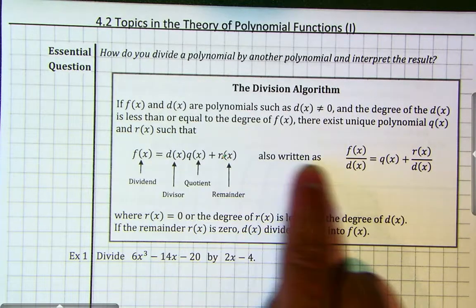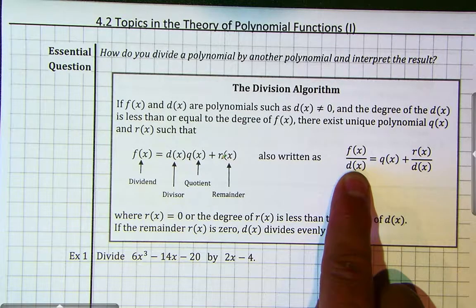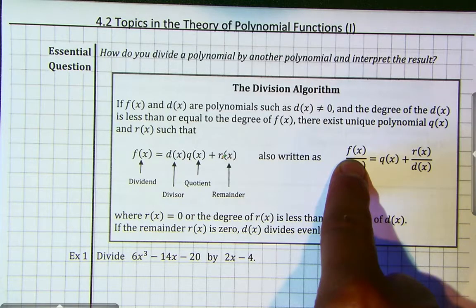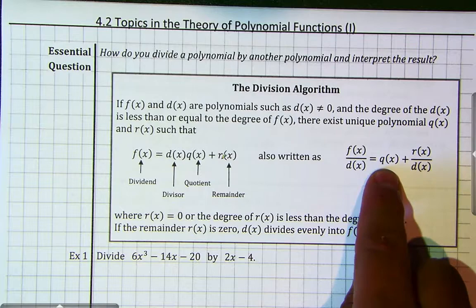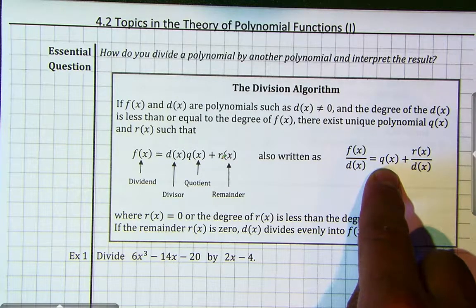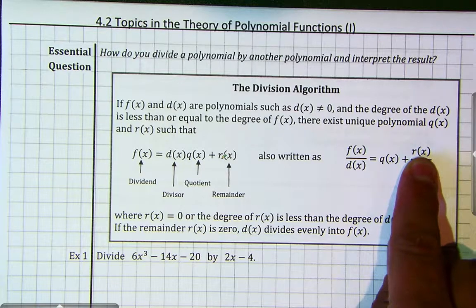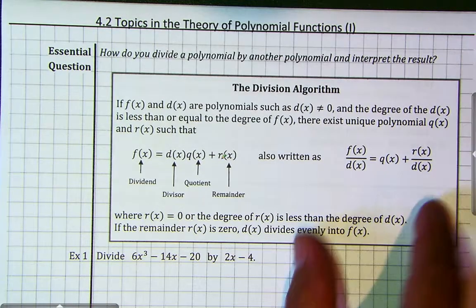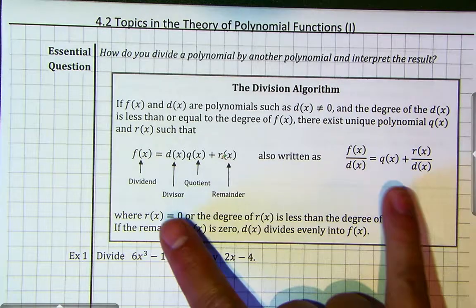So therefore, when we're dividing, the degree of the divisor has to be equal to or less than the degree of the dividend. And q of x will be your result, and r of x will be your remainder. Now notice that those two expressions are equivalent. Do you see that they're equivalent?